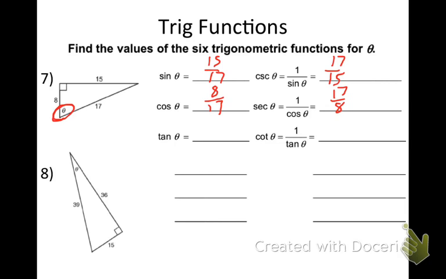Tangent is opposite over adjacent, which means my cotangent then is 8 over 15. Nice job. Let's try number 8. Here's theta. What's my sine? Sine of theta is what, Maddie?